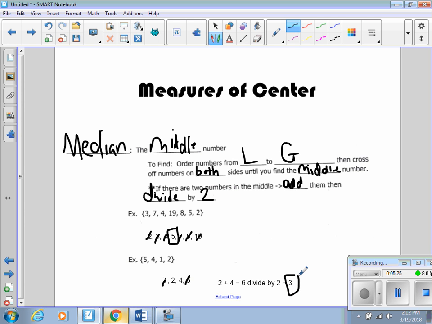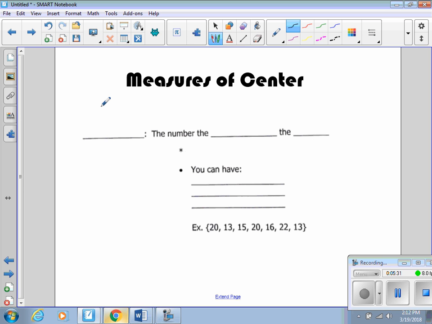So when there's 2 in the middle, it takes a little bit more work, but not that much. The next measure of center is called the mode. And it's the number that repeats the most.